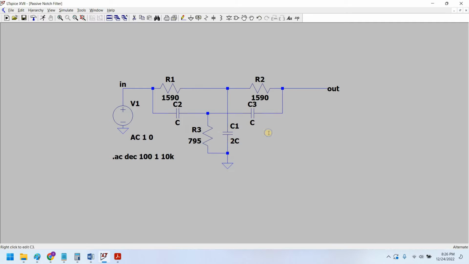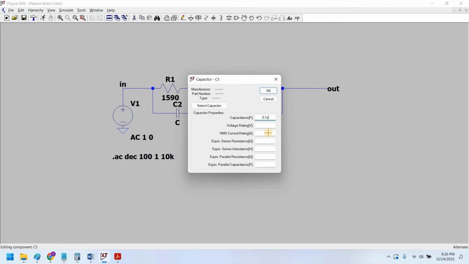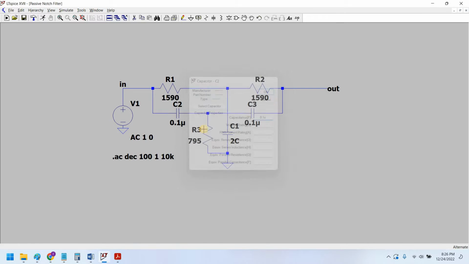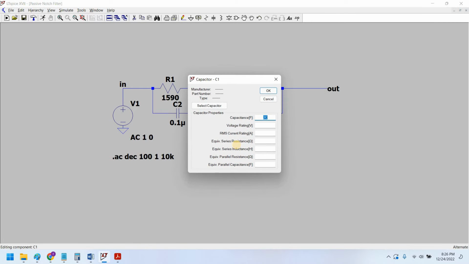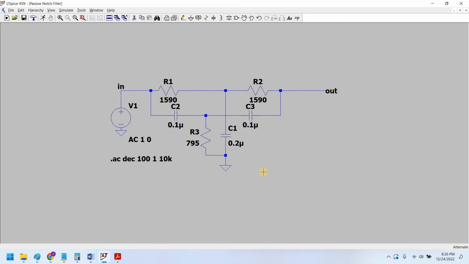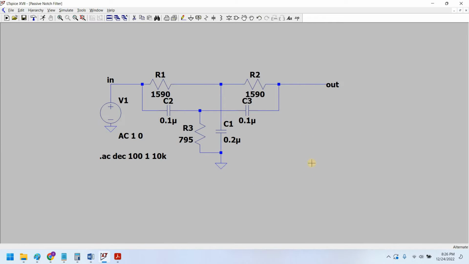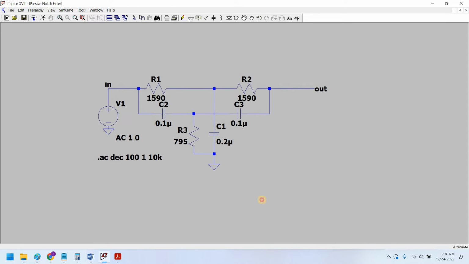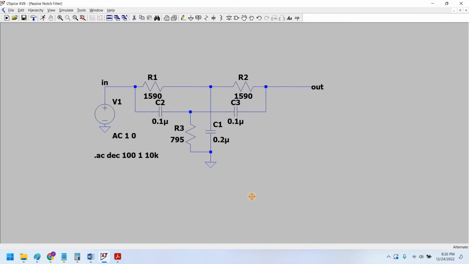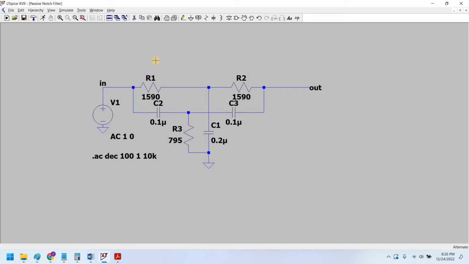Our capacitor was 0.1 microfarad, and we assume our capacitor to be 0.1 microfarad. Therefore twice the capacitor would be 0.2 microfarad. So this is actually the passive type of notch filter, in which we do not have any feedback from output into the input, as I will show you next. So now let's simulate the circuit.